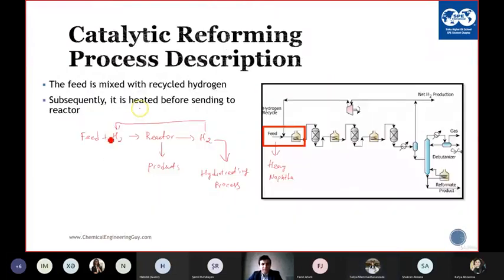So you can see that heat plus H2 goes to the reactor. We have the products, and H2 is also a product. Some of it is recycled back to the CCR process, and the rest is sent to the hydrotreating process. And we have additional hydrogen that comes from the HPU, hydrogen production unit.